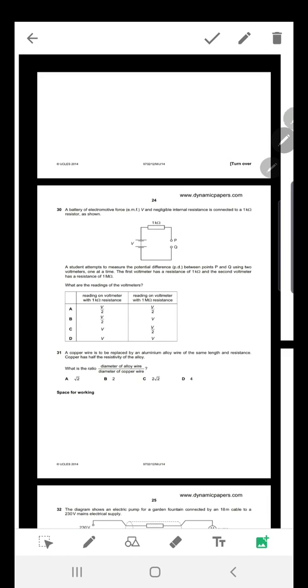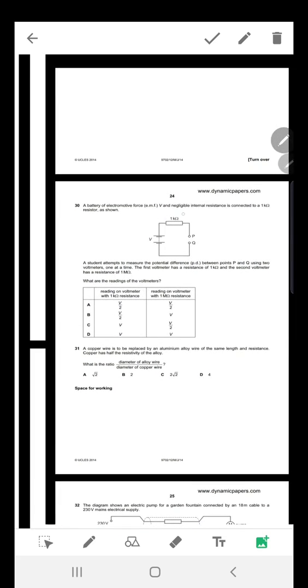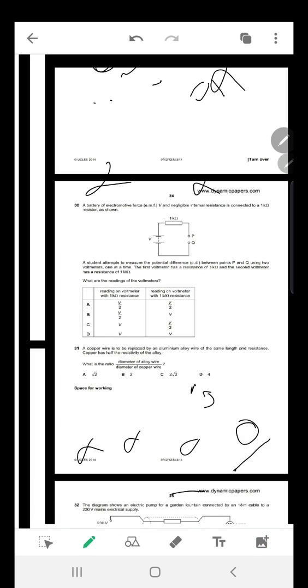Okay, now the third question says that a battery of electromotive force V, with negligible internal resistance, is connected to a resistance of 1 kilo ohm, which is this one. A student attempted to measure the potential difference between points P and Q over here using 2 voltmeters, one at a time. The first voltmeter has a resistance of 1 kilo ohm, and the second voltmeter has a resistance of 1 mega ohm. What are the readings of the voltmeters?